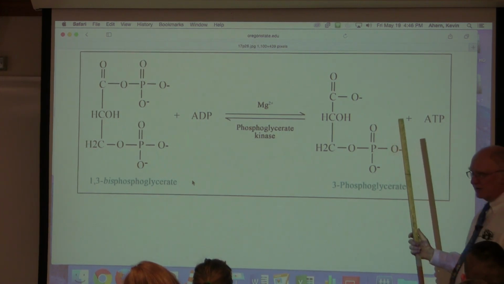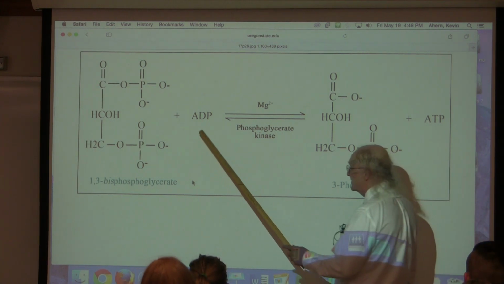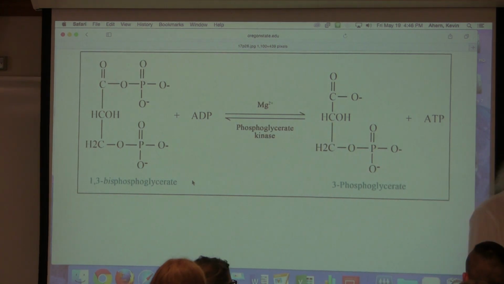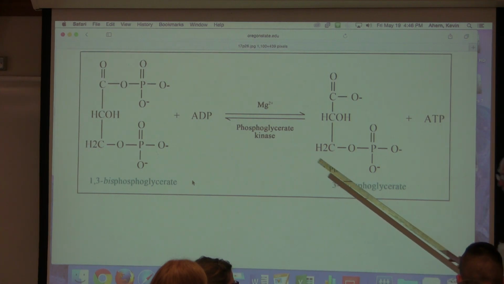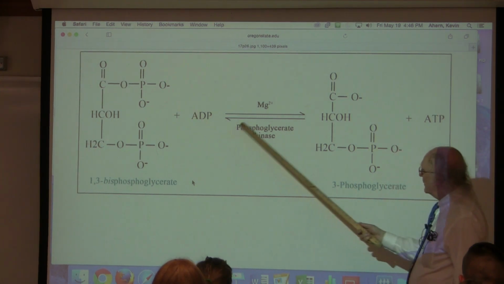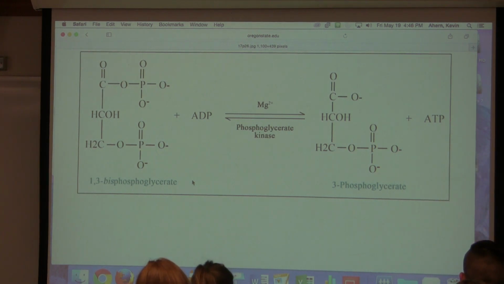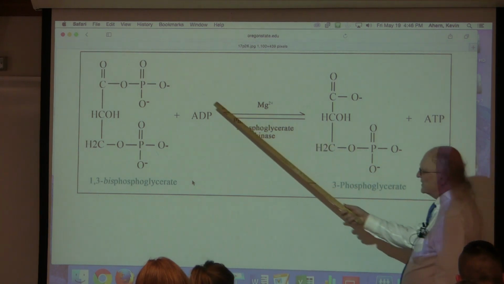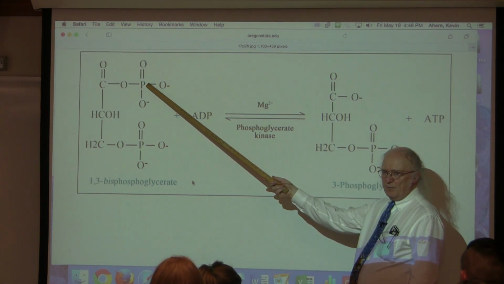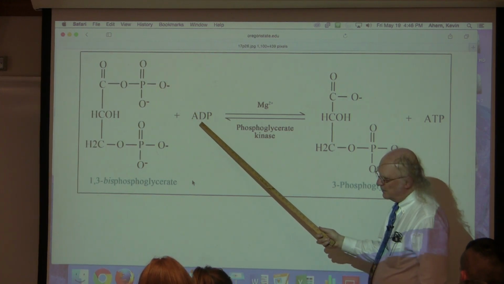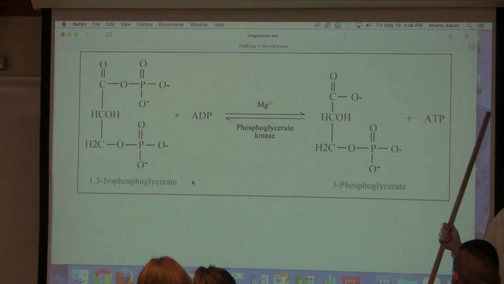This is a relatively unusual reaction, because we don't usually make ATP by transfer of a phosphate directly onto it by another molecule. This is an example of what we call a substrate-level phosphorylation. A substrate-level phosphorylation involves just what I said: transfer of a phosphate from a molecule onto ADP to make ATP.